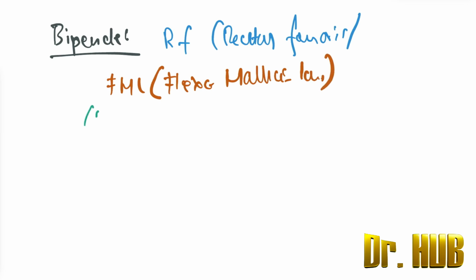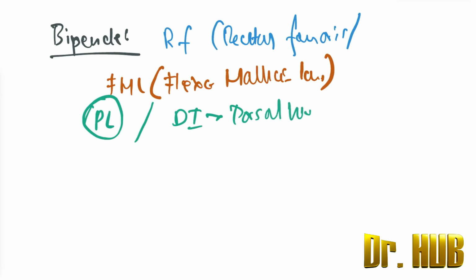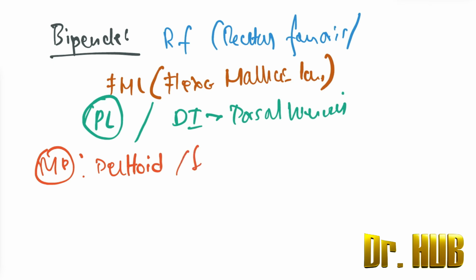Then there is also the PL. PL stands for the peroneus longus, as well as the DI, which stands for the dorsal interossei. Next we look at the MP. MP stands for the multipinnate. Under multipinnate, it includes the deltoid, as well as the subscapularis.